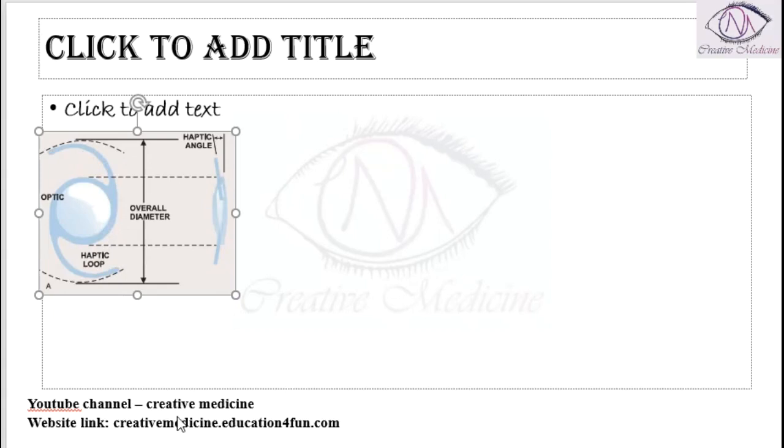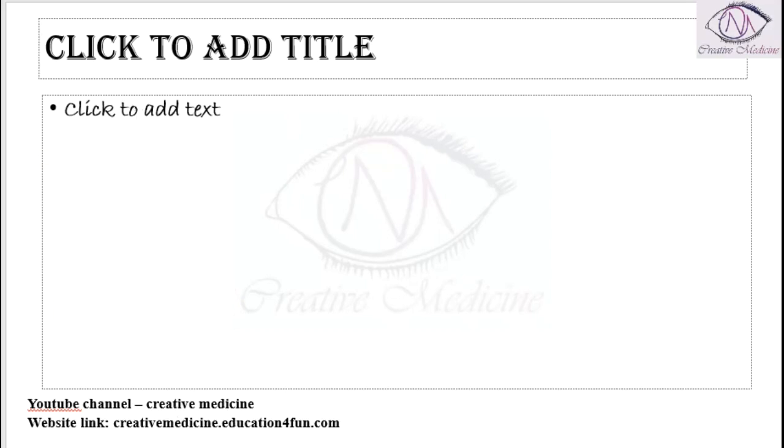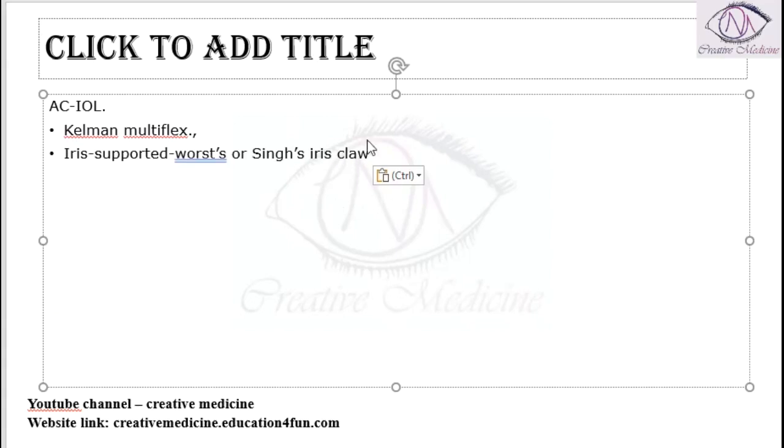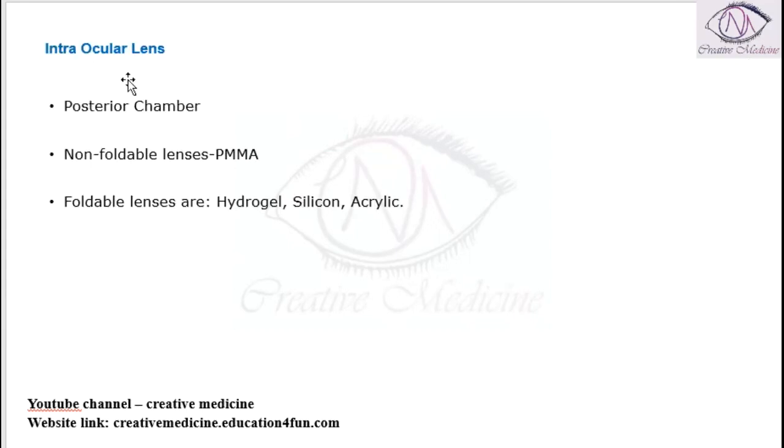Now, we also have anterior chamber intraocular lens, though not used commonly. So what are the examples of anterior chamber intraocular lens? We have Kelman's multiflex lens, or we also have iris supported Bursts or Singh's iris claw lens. So we have Kelman's multiflex, iris supported Bursts and Singh's iris claw as intraocular lens.